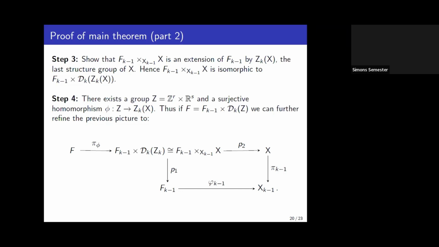And again, this is the diagram that realizes all that we have done up to now. This phi just consists of taking, in the second coordinate, the homomorphism phi. This is the isomorphism that we showed, and this is the rest of the previous diagram.